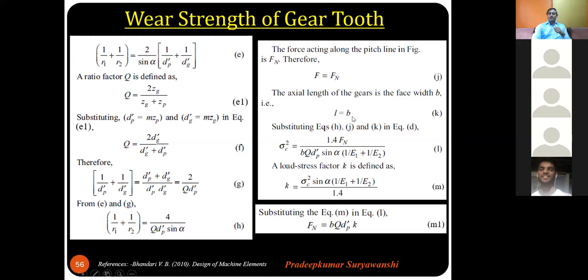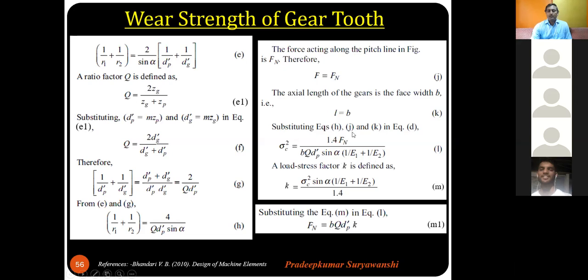Now again, as I mentioned on the previous slide, this B that we are assuming here is the face width of the gear, whereas the B in the expression for contact stress was the deformation length. So you should be clear about this. There shouldn't be any confusion about that. Now substituting all these expressions we have just arrived at into the equation for contact stress, we get: sigma c square is equal to 1.4 Fn upon b q dp prime sin alpha into 1 upon E1 plus 1 upon E2.